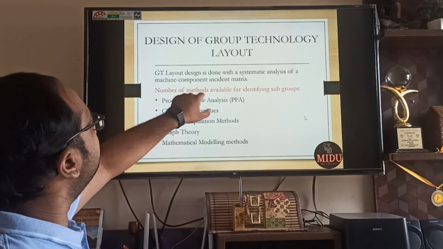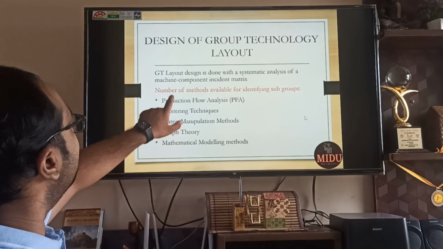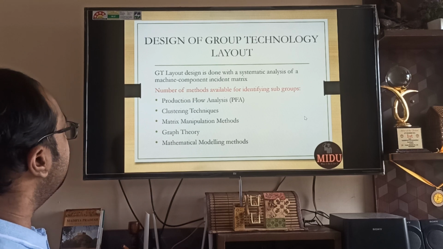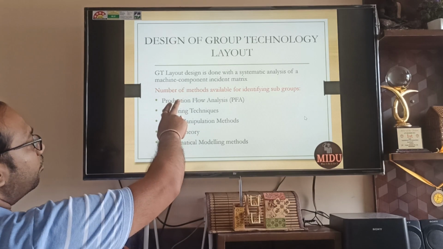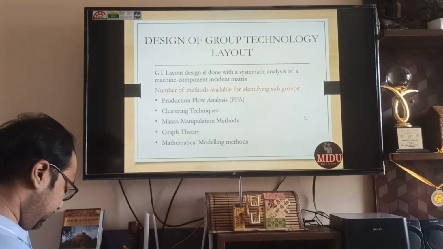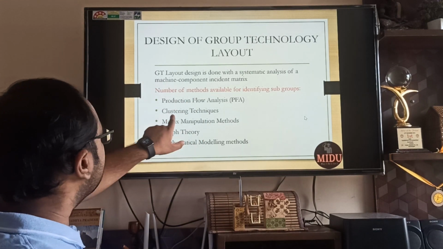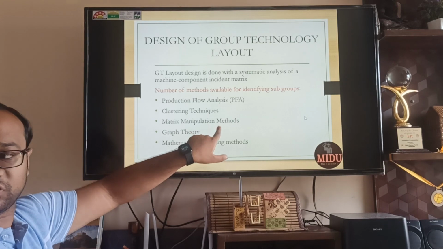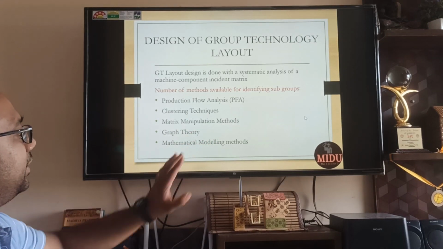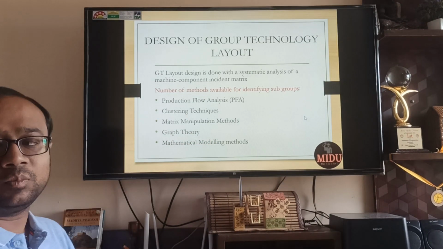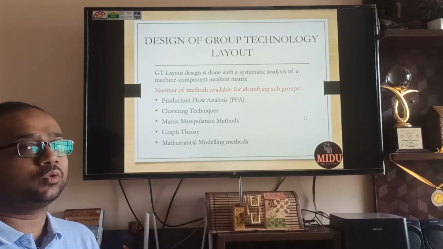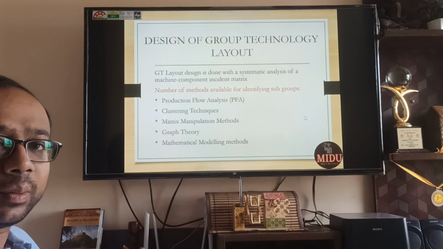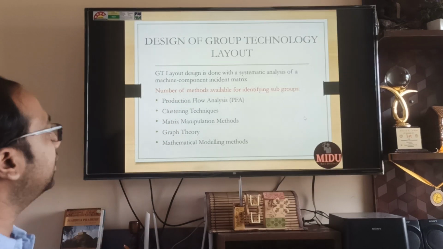GT layout design is done with the systematic analysis of machine component incident matrix. A number of methods are available. Now, how to identify this subgroup? Five techniques: production flow analysis, also known as PFA, clustering technique, matrix manipulation methods, graph theory, and mathematical modeling methods. Just remember these names. For specialization purposes there are different techniques you can study, but currently for OM1 we just need to know the names of these techniques.